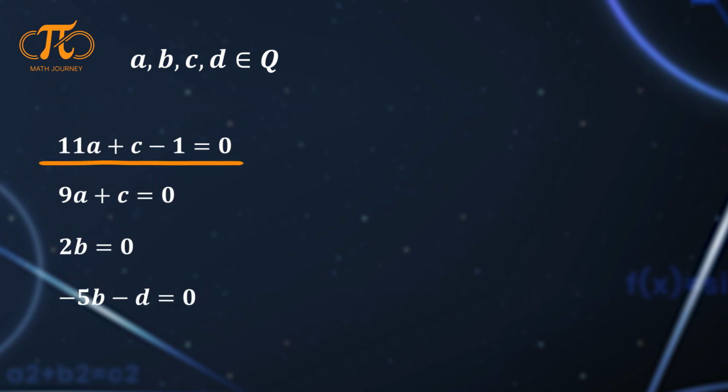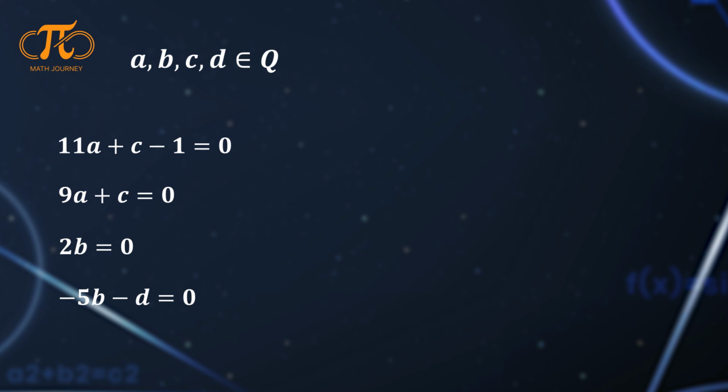Here's where things get interesting. Since a, b, c, and d are rational, each term with a square root has to independently equal 0, since irrational terms must balance out separately. This gives us four equations. 1, 11 times a, plus c, minus 1 equals 0. 2, 9 times a, plus c, equals 0. 3, 2 times b equals 0. 4, minus 5 times b, minus d, equals 0.